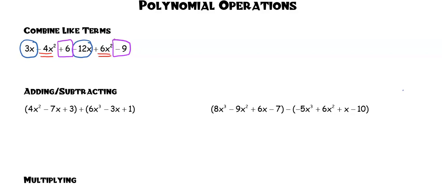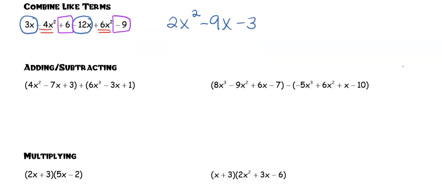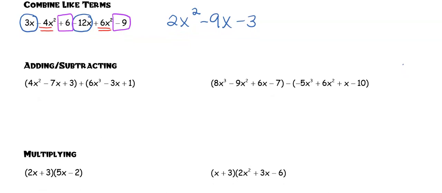When you put your pieces together, you do want to go in standard form in descending order when possible. So we start with our x squared terms, a -4 and a +6, that's a +2x squared. And then our x's, 3 minus 12 gives us a -9x, 6 minus 9, -3. So that's something that we know how to do. And actually, that's all it is when we talk about adding polynomials and subtracting polynomials.